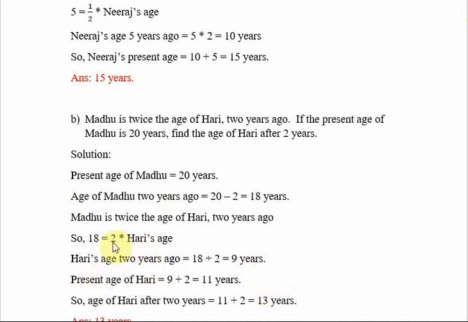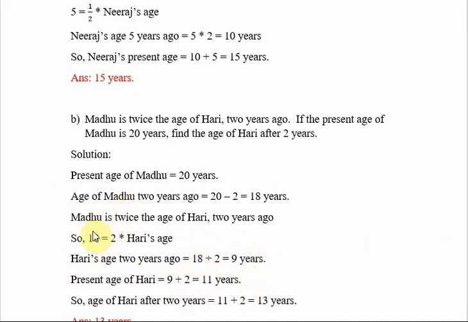Understand? Here we got 9 years. So 2 into 9, 9 2s are 18. So Madhu is 18 years. 2 into 9, okay, so twice the age. I hope you have understood. Twice means 2 times. So we got 9 years here, and 2 into 9 is 18. So our calculation here is correct.